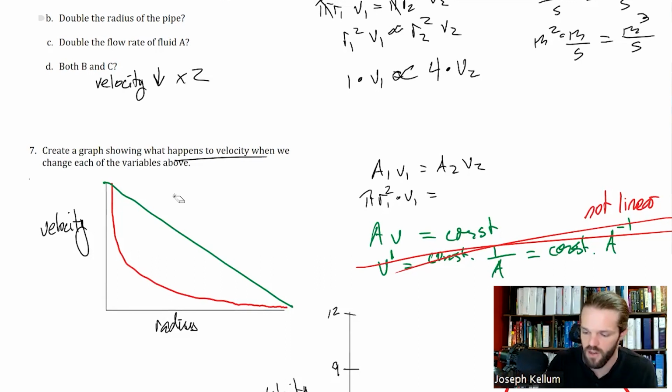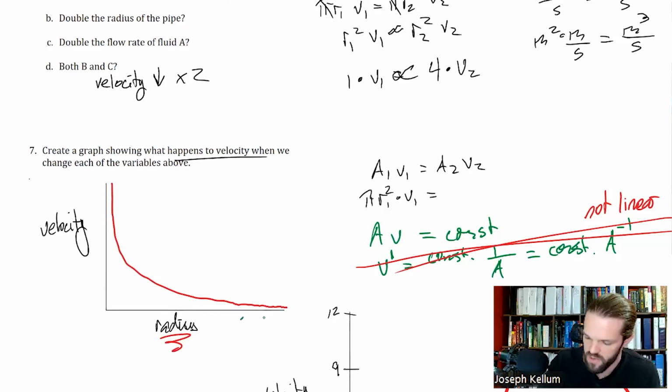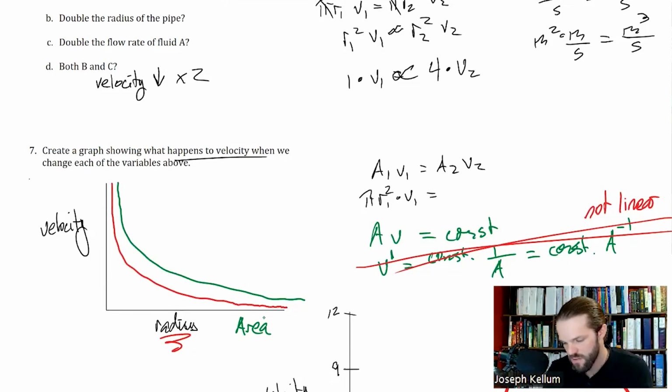So this graph here between, we'll say, like, I guess radius was the red one. So we'll go ahead and say the green one is going to be area. So this graph is just going to be less dramatic.